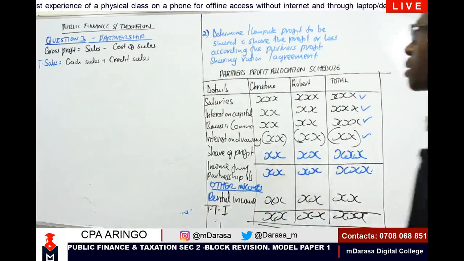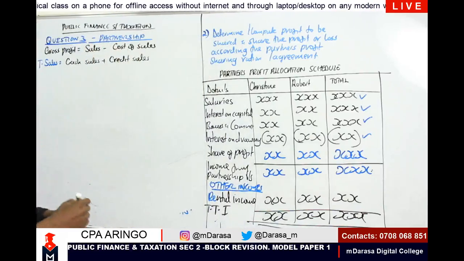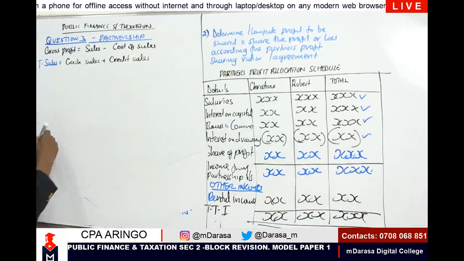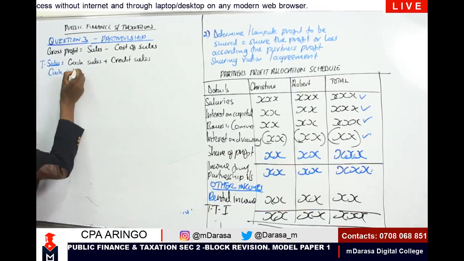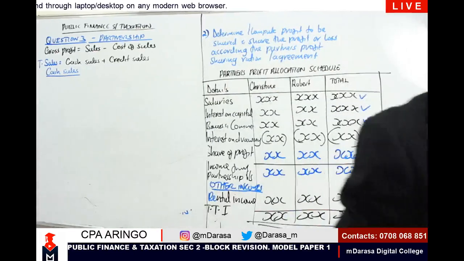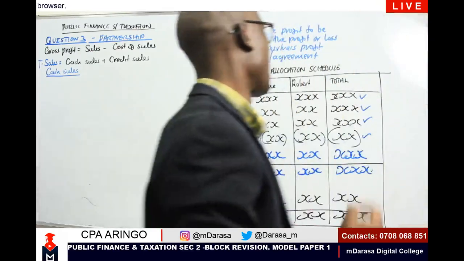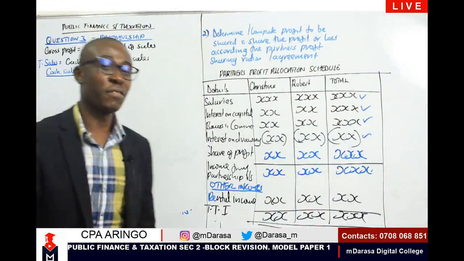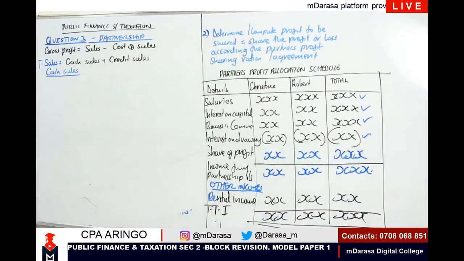Many a time the examiner will not give you your credit sales, but we'll always be given our cash sales. So kindly let us identify our cash sales. How much was I given as our cash sales? We need to identify that one first. So how will we determine our cash sales? Let us go into our question and identify our cash sales. I'm going to share the question here with us.